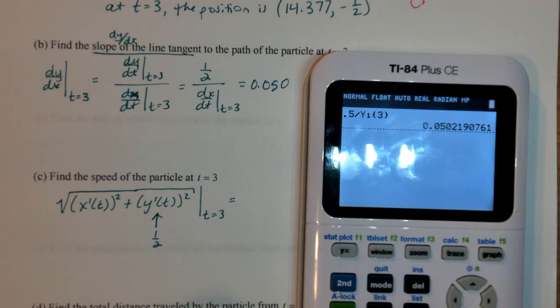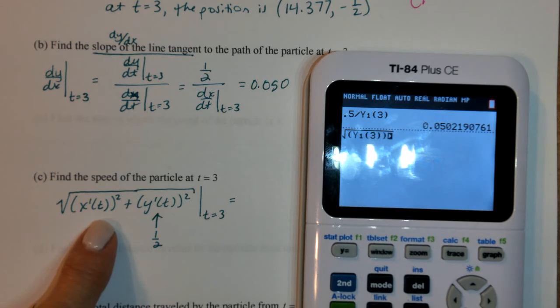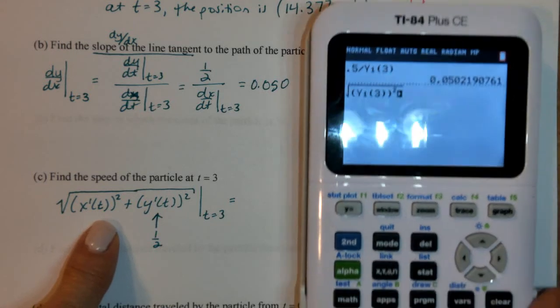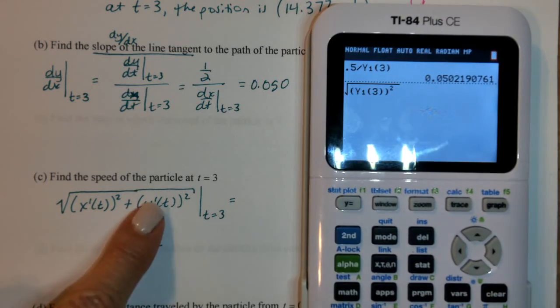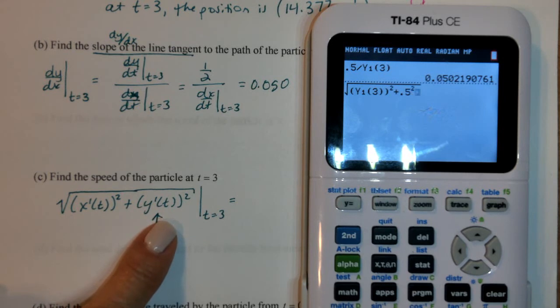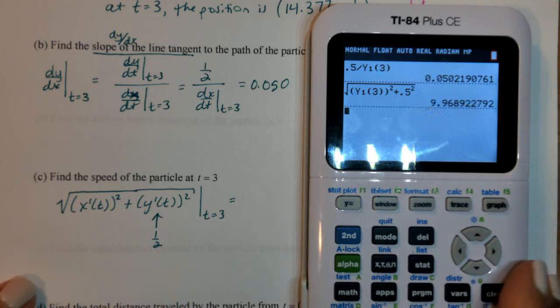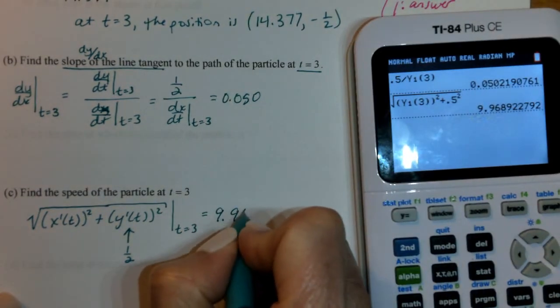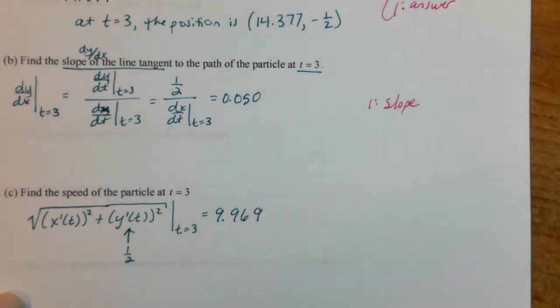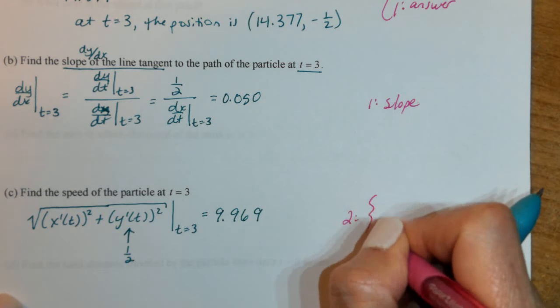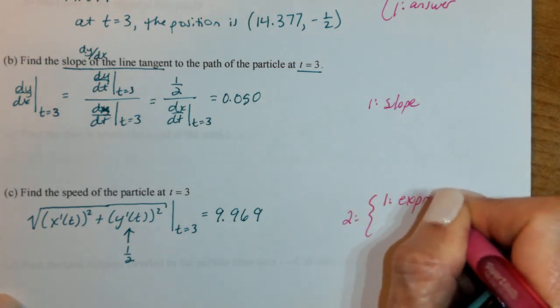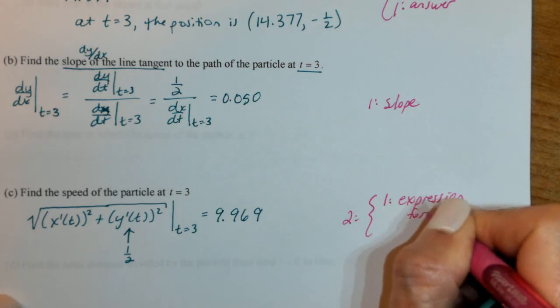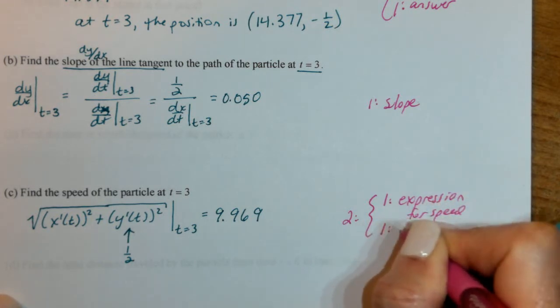Okay, so square root, parentheses, my y1 at time 3 squared, that will be that part, plus 0.5 squared, or 0.25. So this will give us 9.969. This was worth 2 points. 1 point was the expression for speed, and 1 point was for the answer.